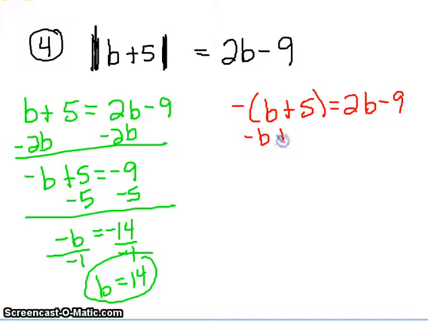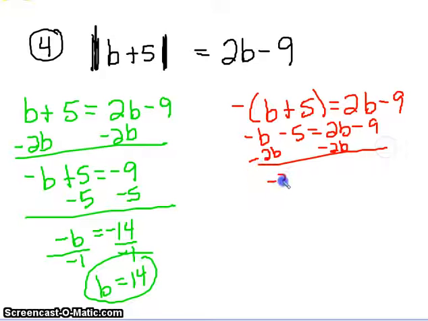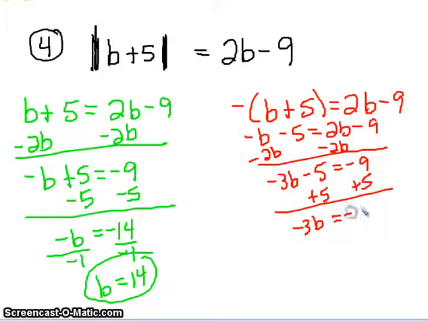If we have negative b minus 5 equals 2b minus 9, and we subtract 2b, that gives us negative 3b minus 5 equals negative 9. We add 5 to both sides. Negative 3b is equal to negative 4. And so a negative divided by a negative is a positive 4/3.